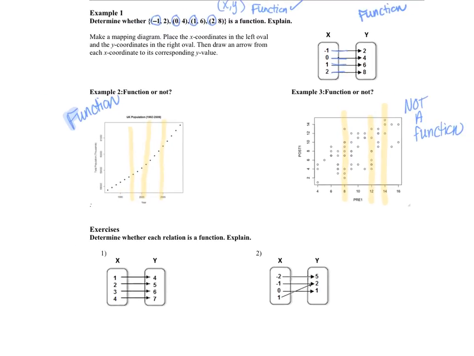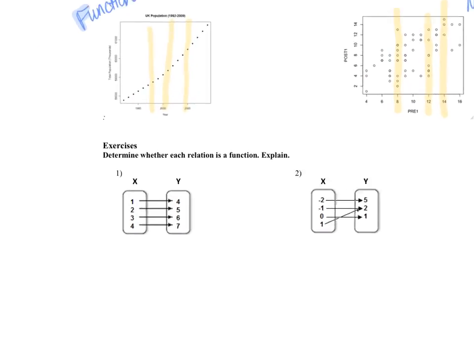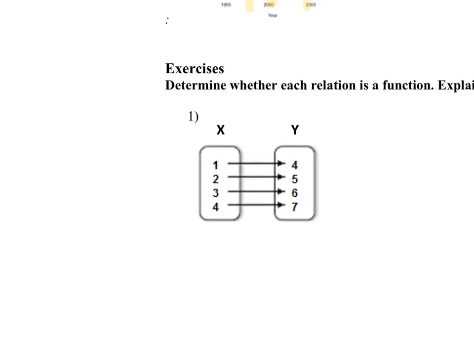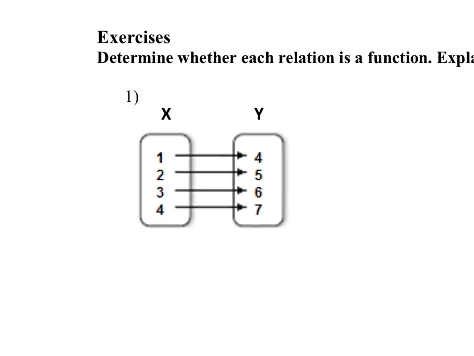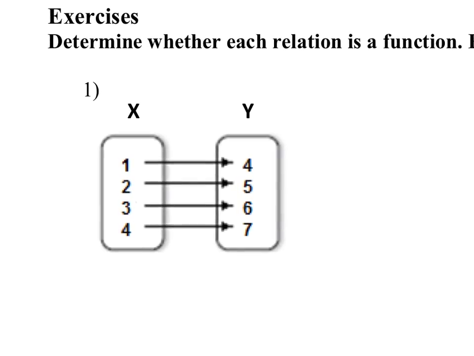Most of the graphs you'll see will actually be straight lines. They won't be scatter plots like that. So it'll be a little bit easier to understand. And then a couple mappings down at the bottom. Number 1, determine whether each relation is a function. So looking at number 1, is there 1 x value for 1 y value? Or think about it this way, is there 1 arrow coming out of each x value? Yes. So that makes this a function.